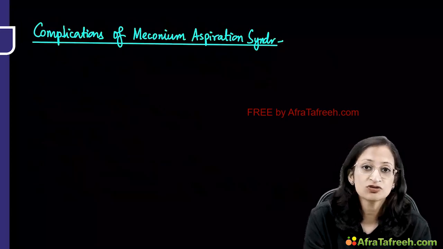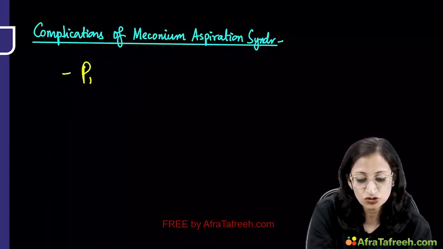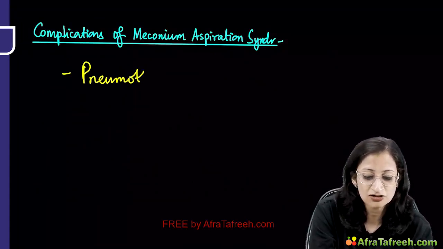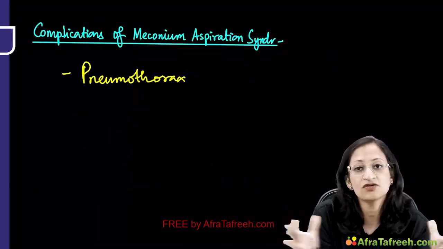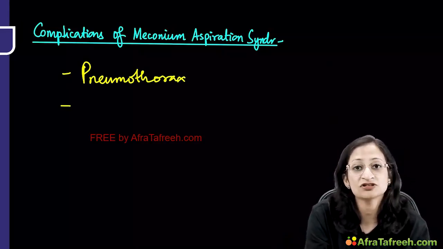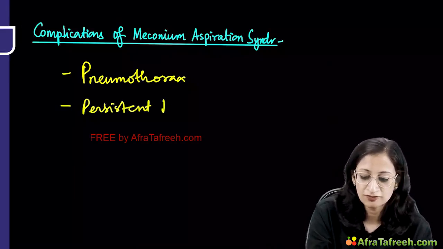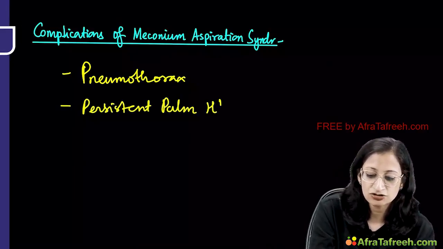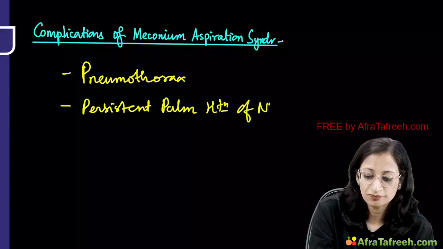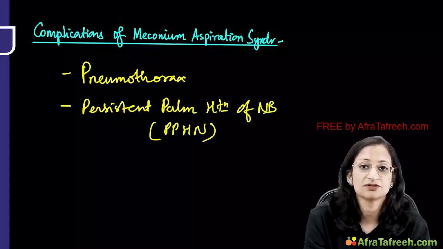What are the complications of meconium aspiration syndrome? So meconium aspiration syndrome can predispose to pneumothorax because there are hyperinflated lungs, and the alveoli may give way and produce pneumothorax. There are also chances of having PPHN, or persistent pulmonary hypertension of newborn, which can also be seen, right?